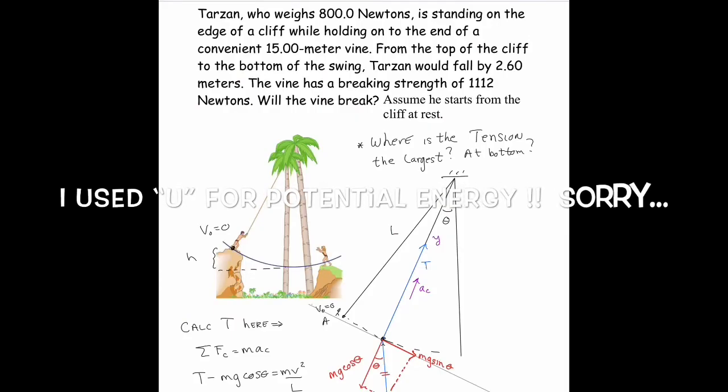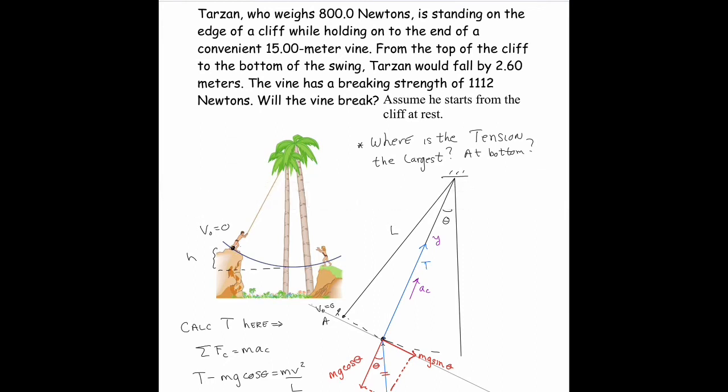Here I have Tarzan. They give me the weight of Tarzan, standing on the cliff, holding a vine, and they give me the height that they fall through, and I want to know, will the vine break? And they tell me the vine will break at that tension. And then I had to add that, assume that he starts from rest here at the cliff and swings down to here. So we have to figure out where the tension is going to be the biggest to figure out whether or not the vine's going to break.